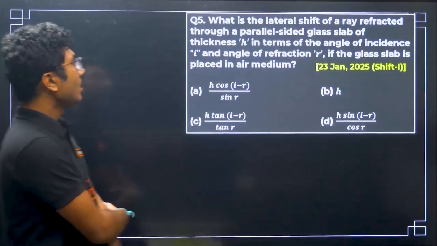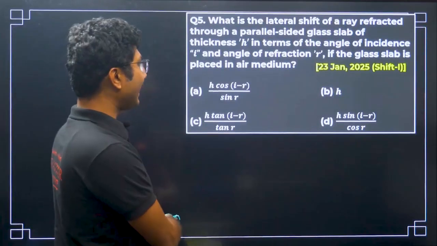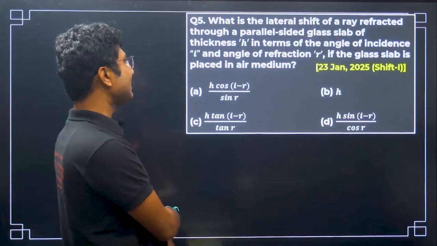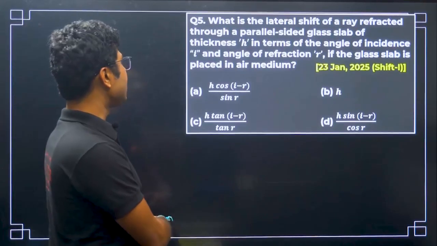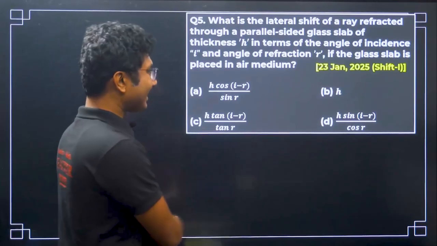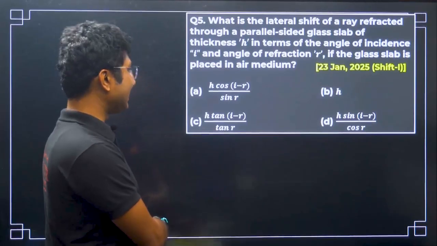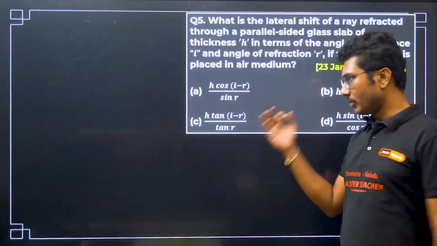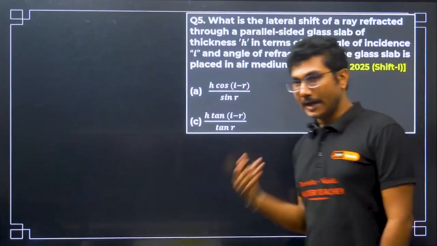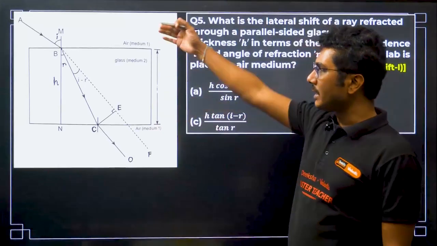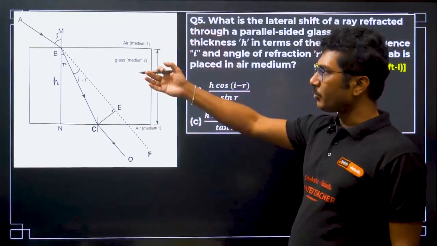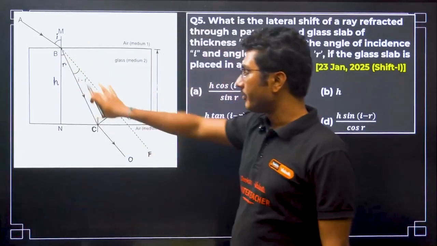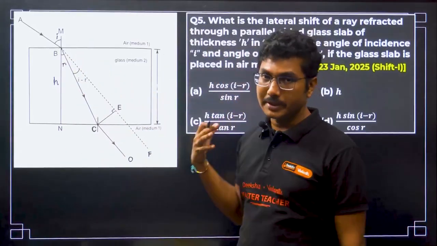Next question, what is the lateral shift of a ray refracted through a parallel sided glass slab of thickness h in terms of the angle of incidence i and angle of refraction r if the glass slab is placed in air medium? Now this is a derivation type question. You can remember the answer formula or actually derive it. For derivation I will take the help of this diagram. This diagram is not provided with the question, but if you are deriving it, this kind of diagram is very, very important, or you can remember the formula as well.